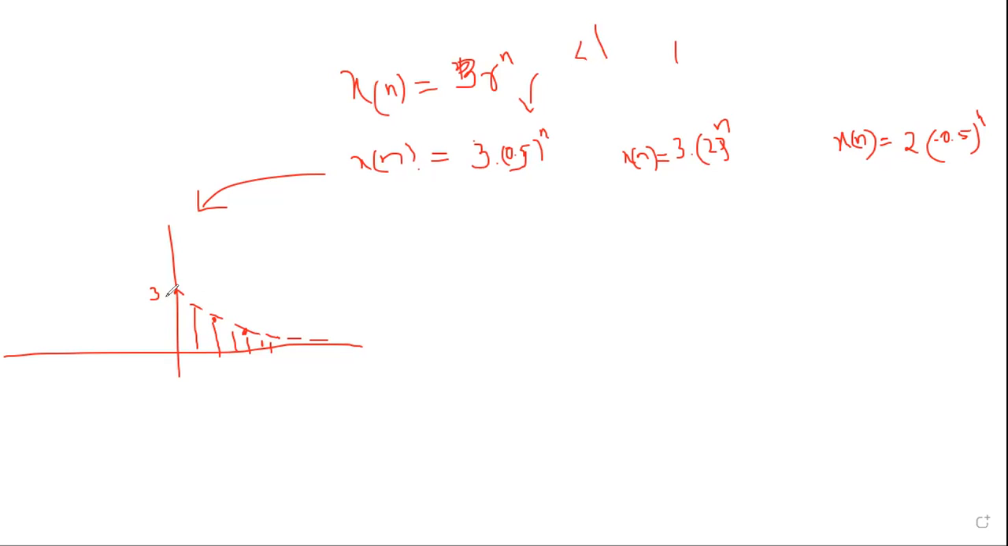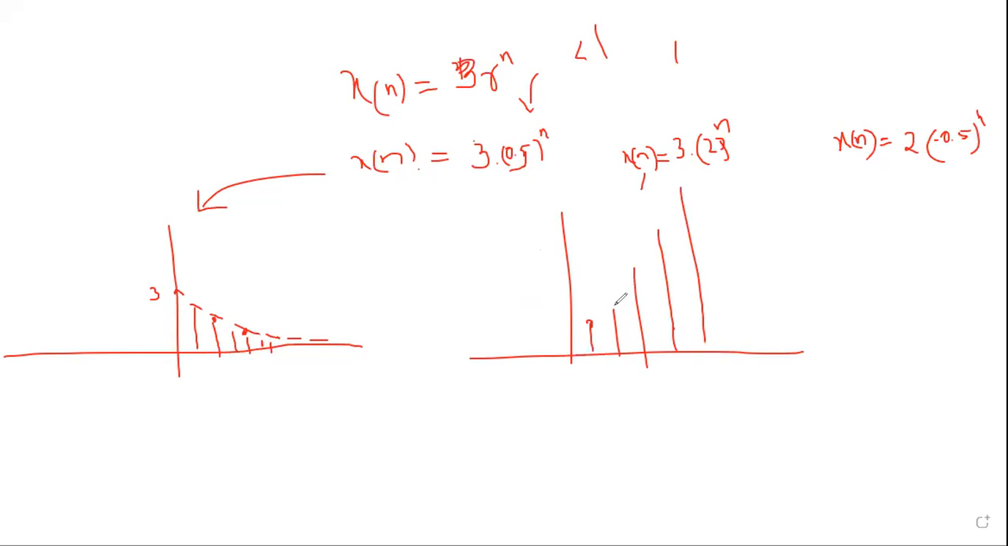Can you guess for this second signal what's going to happen? Greater than 1, it's a 2. So 2 to the power 0 is 1, 2 to the power 1 is 2, 2 to the power 2 is 4, 2 to the power 3 is 8, 16, 32. So this is going to be a growing exponential.